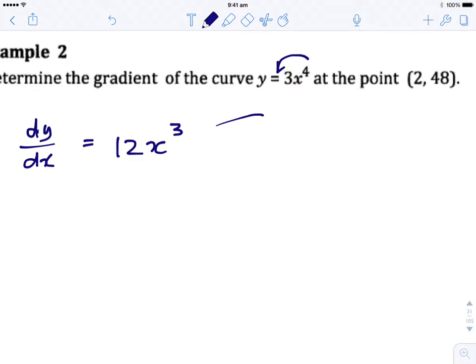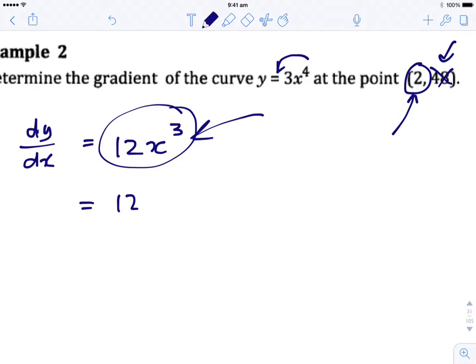Now remember, this function here defines the gradient at every point on the curve. So we're specifically looking for the point when x is equal to 2. It really doesn't matter what the y value is. We really don't need that information. The important thing is this equation tells us the slope for every x value.